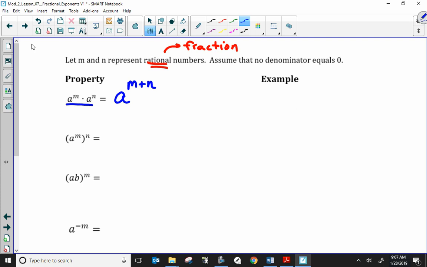So for an example here, if I had x squared times x to the 10th, that would give me x to the 12th because I add those. Pretty simple. All right, let's try the next one.